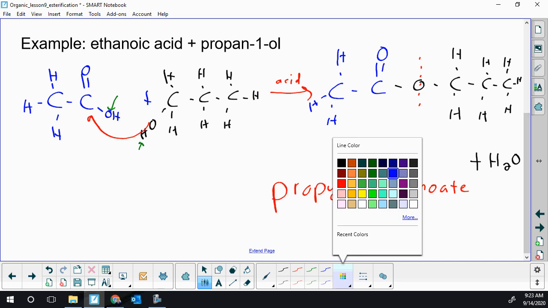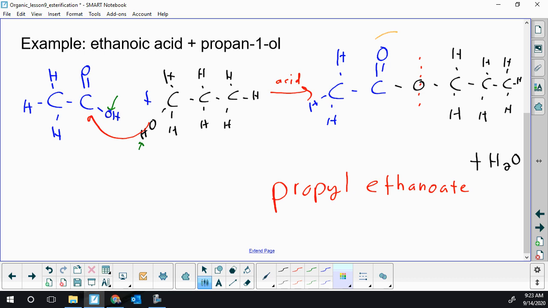It will always be that. You have to have a C double bond O bonded to an O, that O is bonded to a C. That's an ester linkage. It will never be out of that order because of that connection. So you don't need any number because it's always going to be that order in an ester linkage.